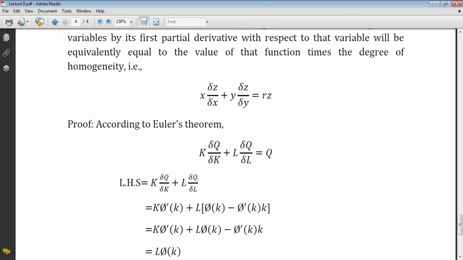That means left side equal to right. So we have to prove this. Here the left side is k into del q divided by del k plus l into del q divided by del l. So we have to put the value of del q divided by del k. We have already calculated this one. So del q divided by del k means phi prime of small k.